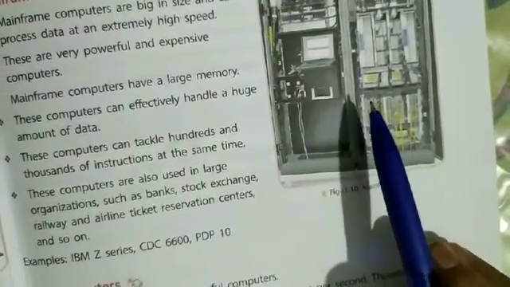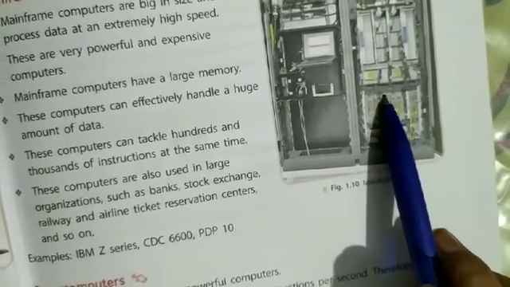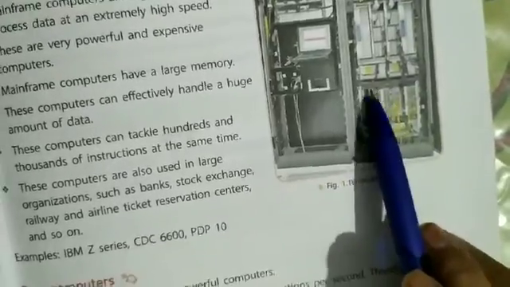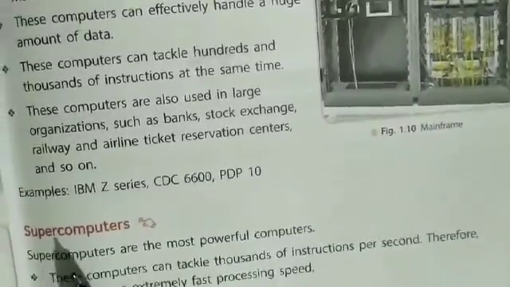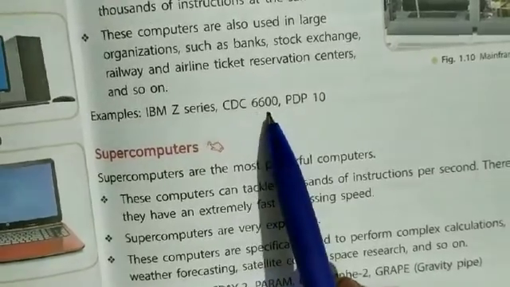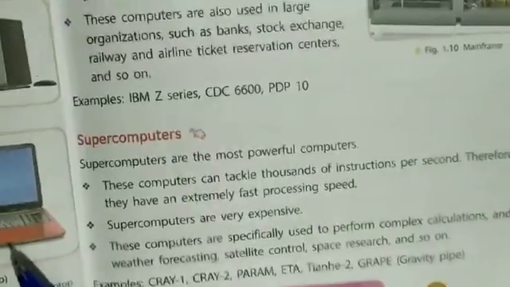These computers are mainly used in bank, stock exchange, railway, airline, ticket reservation center, and so on. Examples of mainframe computer are IBM Z series, CDC 6600, PDP 10. These are the examples of mainframe computer.